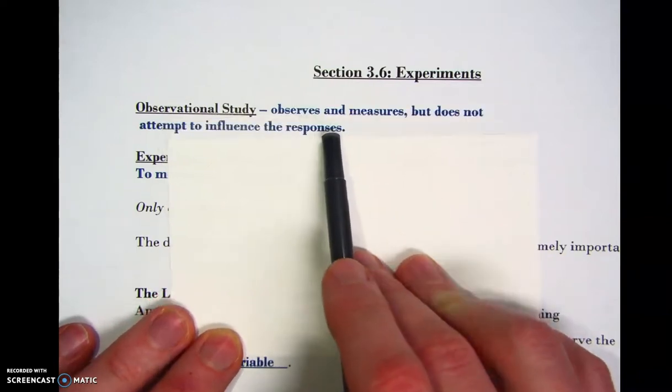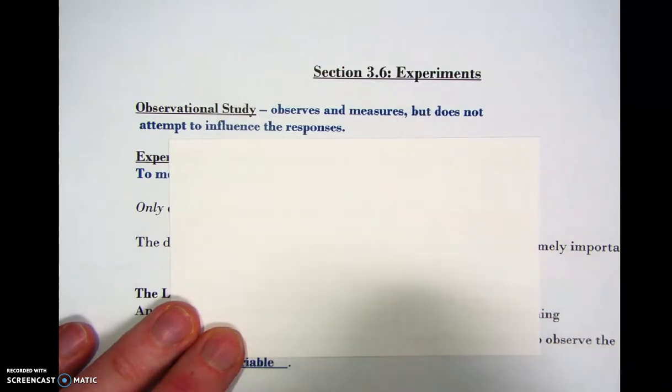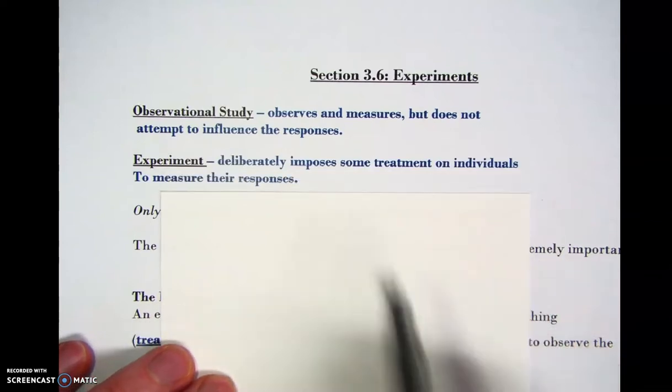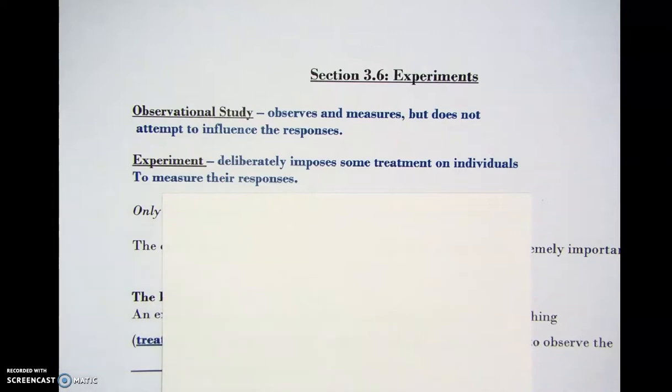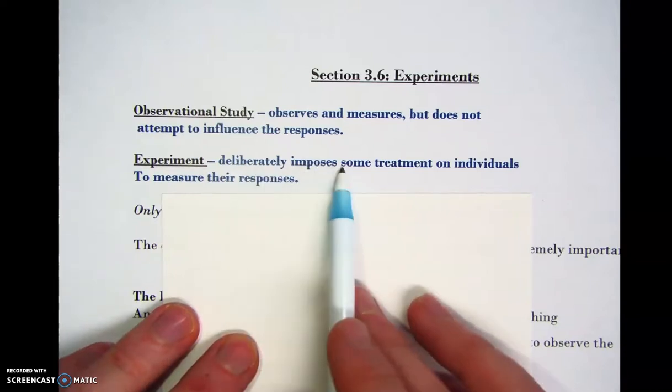An observational study observes and measures, but does not attempt to influence the responses in any way. So we think of most surveys, samples, we ask. In an experiment, we deliberately impose, we tell. So this is asking someone what they did versus telling them what to do. And you can add that in as well. So it deliberately imposes some treatment.